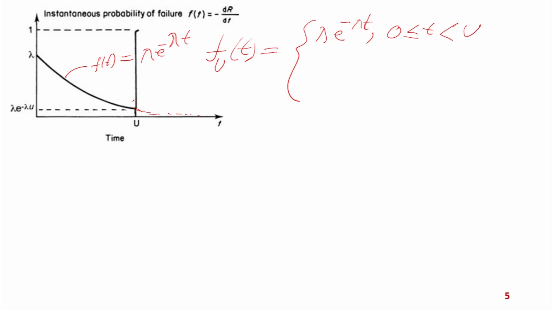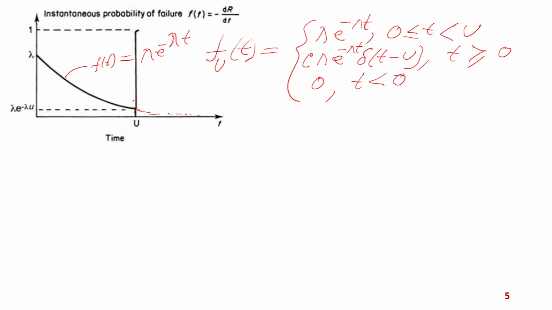Then we do not know what its amplitude is at u. So, we define a constant, c of lambda, times e to the power minus lambda t, multiplied by the Dirac delta function, t minus u. This we define for t greater than or equal to u. And this is 0 for t less than 0, as it is a probability density function, it cannot have a negative value.